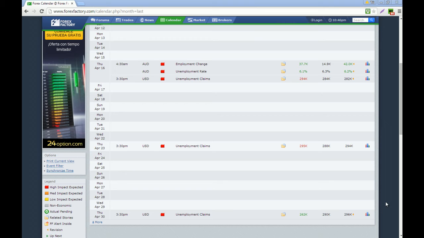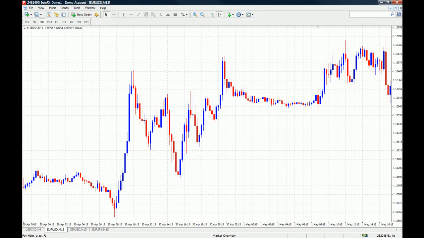This is why we use pending orders, buy stops and sell stops, to trade these unemployment claims, because we don't know what's going to happen. Because the numbers are always clean and always presented alone at the time of the release, the move is also going to be very clean. So we're going to go to the MT4 platform, and we're going to go to April 30th at 3:30. This is the time of the release.